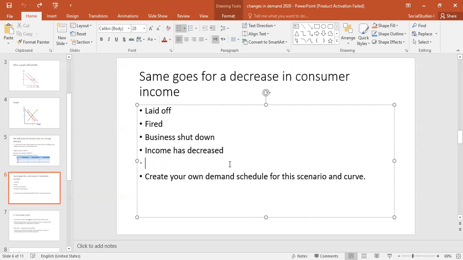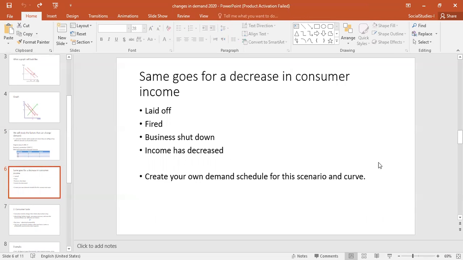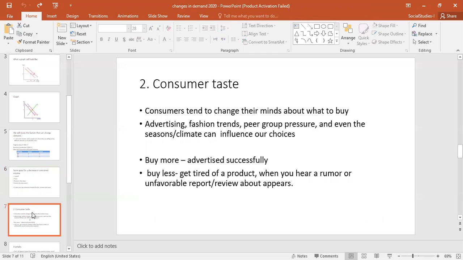And if your income has decreased, then your demand is going to decrease as well. So here, if you guys were in class, I would ask you to create your own demand schedule for this scenario and then draw its curve. Okay, but I'm not going to do that now. But we know that the curve will have an inward shift because again, all this will cause your demand to decrease. Okay, the next factor that might influence my demand other than price.